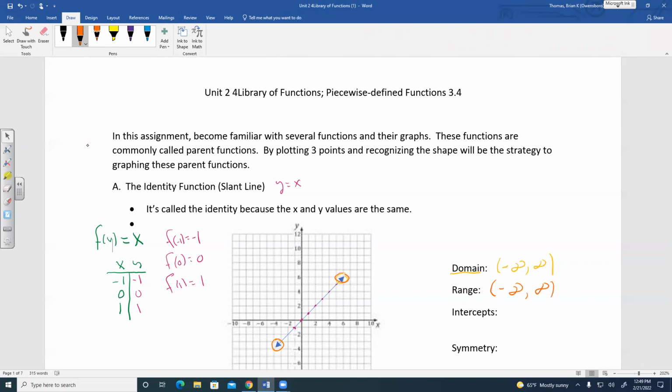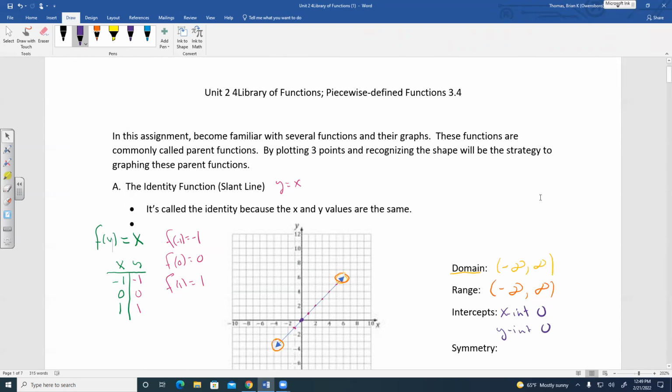Intercepts, what we're referring to there is where it crosses the x and the y axes. So where does it cross the x and y axis? So notice that it crosses both the x and y axis at the same exact spot. It crosses at the origin. So the x-intercept is going to be 0, and also the y-intercept is going to be 0.